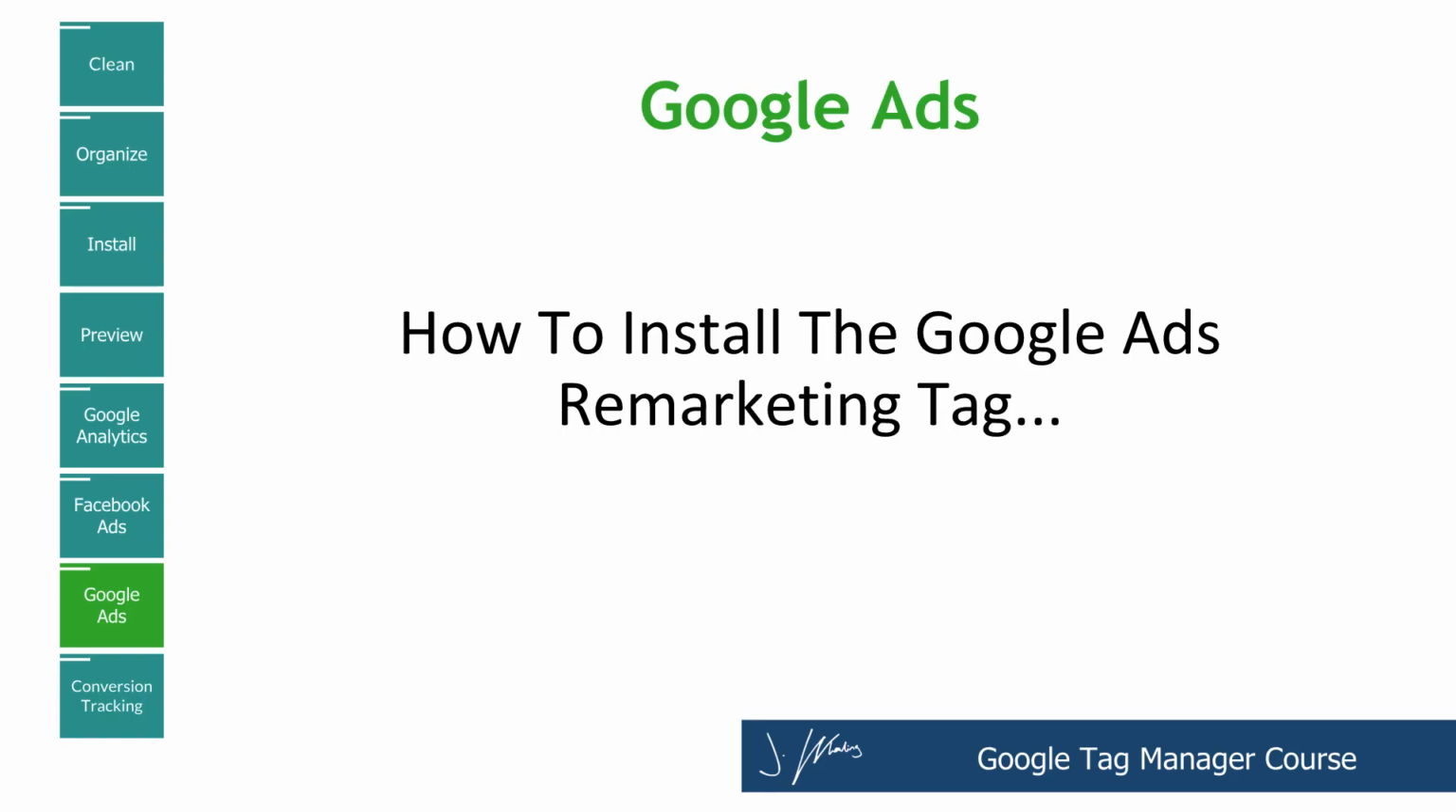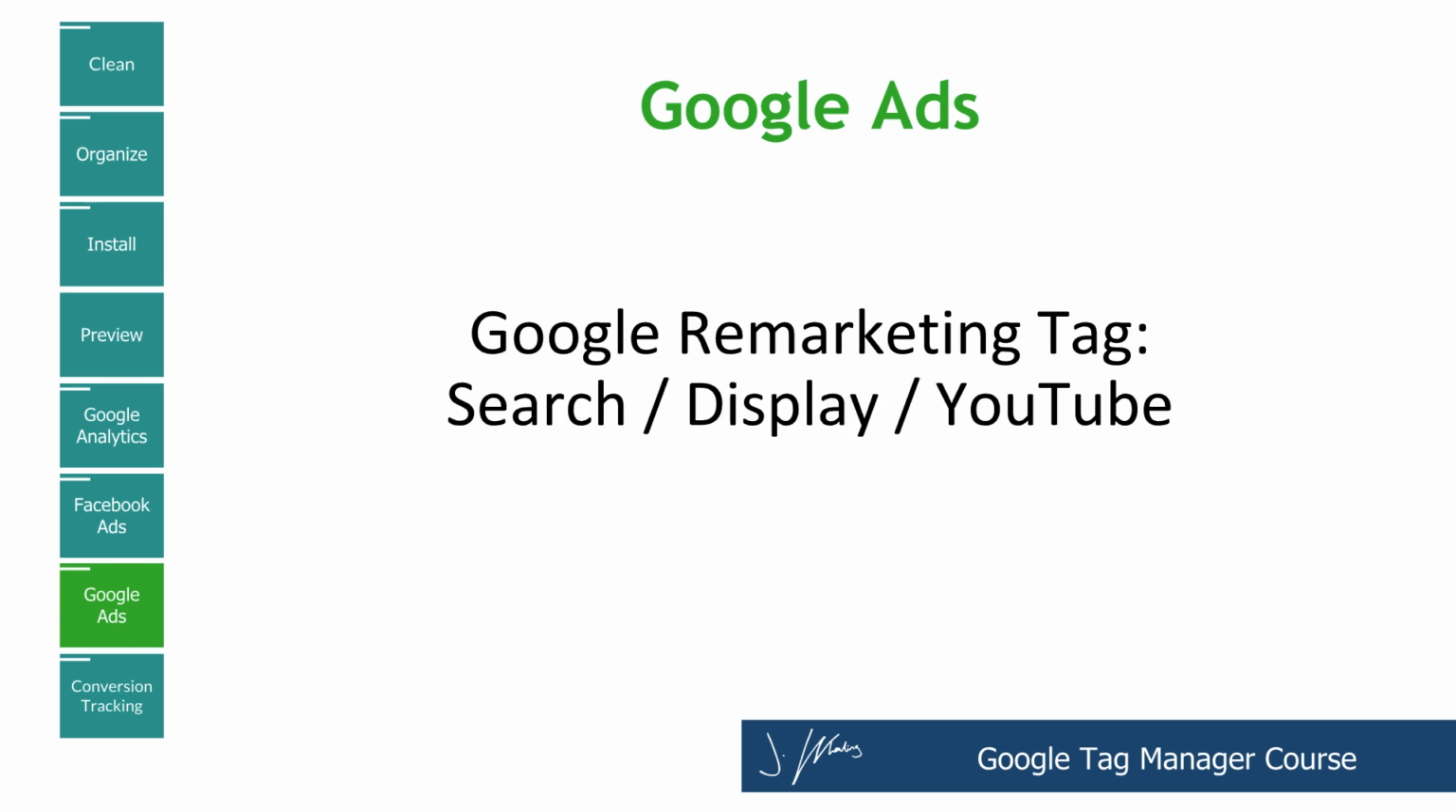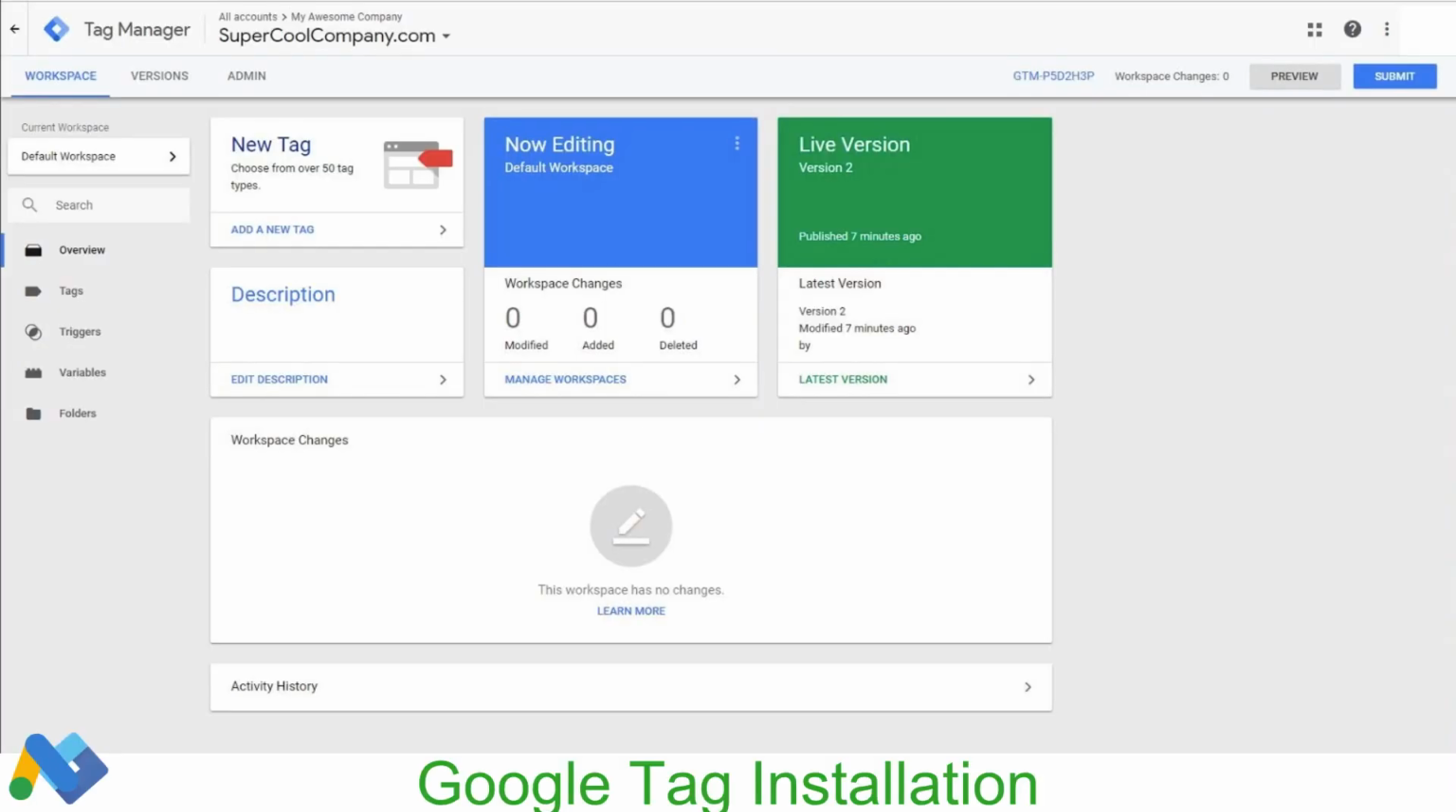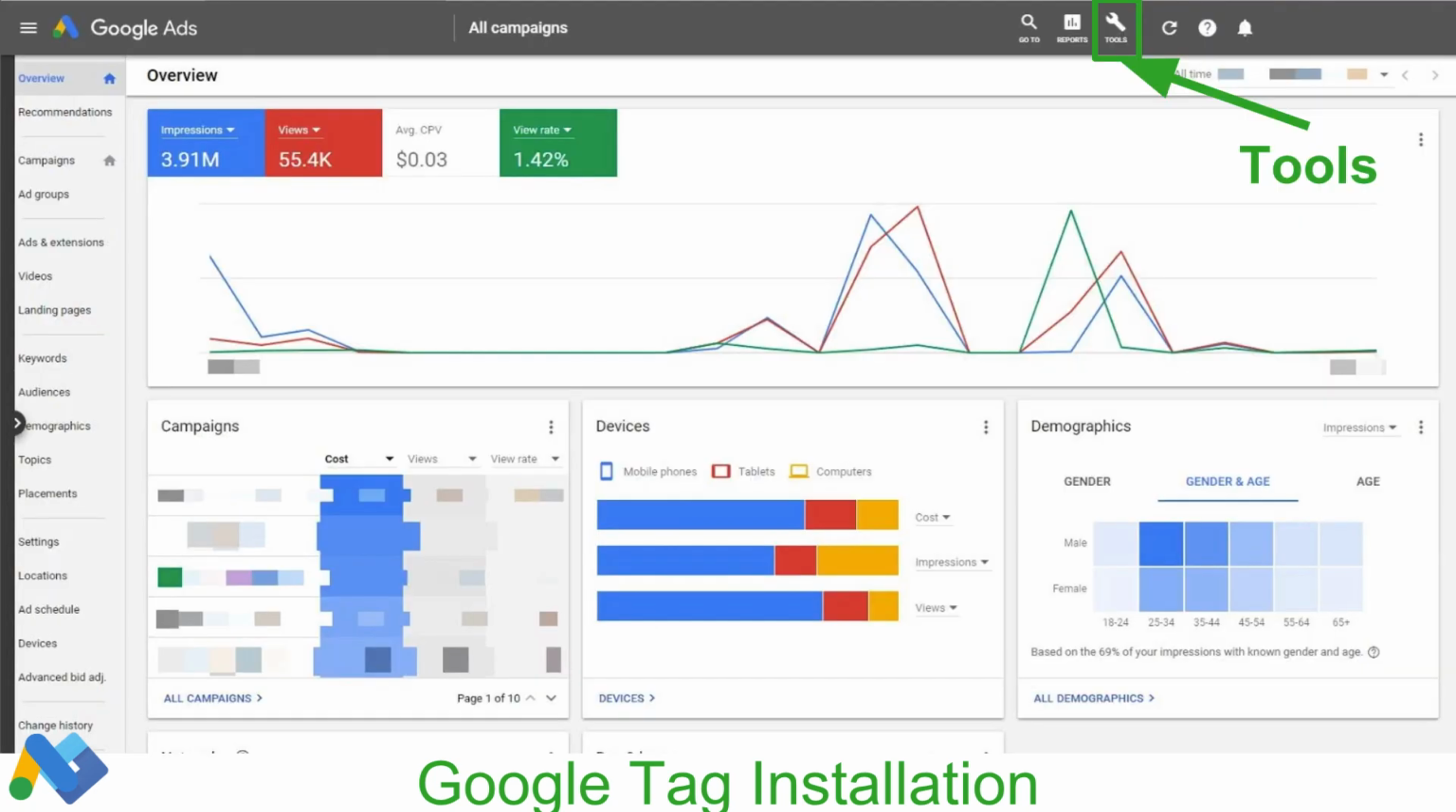Now, when it comes to installing the Google Ads remarketing tag, it's going to apply to all of the Google Ads products, so previously known as Google AdWords. So your search ads, your display ads, your Gmail ads, and your YouTube ads all work off of the Google remarketing tag that we're about to install via Google Tag Manager. And before we jump into our Google Tag Manager account, we need to go over to our Google Ads account to get our tag ID and conversion ID.